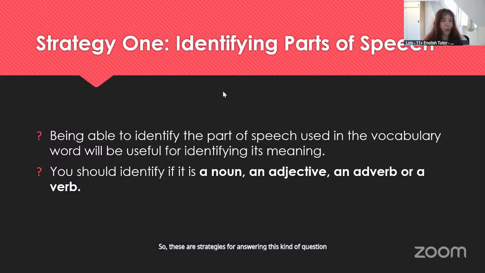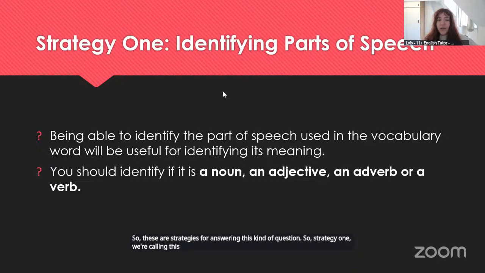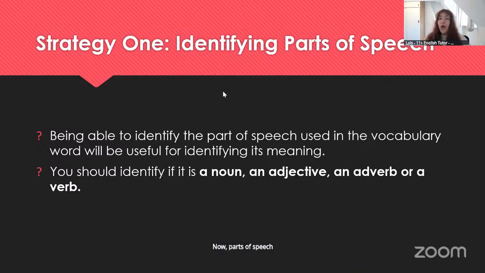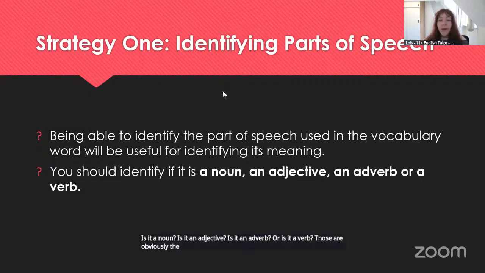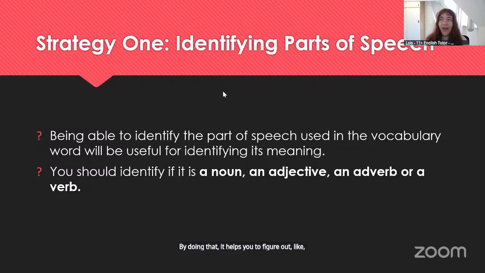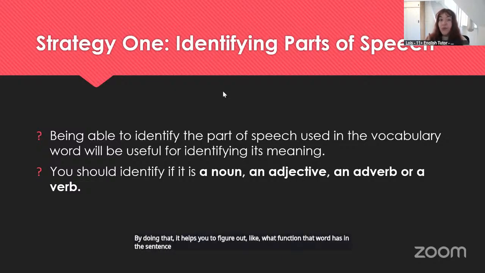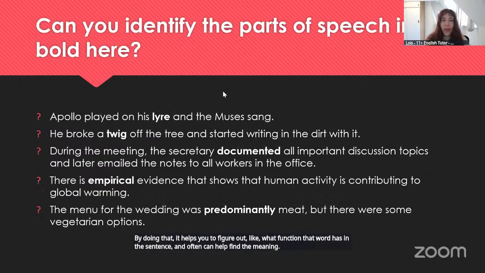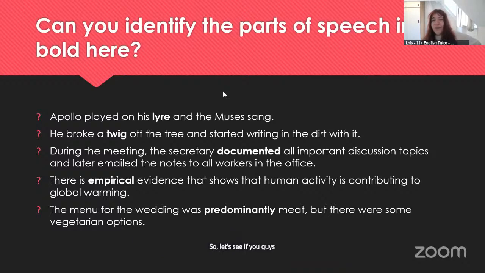So strategy 1, we're calling this identifying parts of speech. Now, parts of speech, as I'm sure you all know, just means what is the word type? So what kind of word is it? Is it a noun? Is it an adjective? Is it an adverb? Or is it a verb? Those are obviously the most common ones. By doing that, it helps you to figure out what function that word has in the sentence, and often can help to find the meaning.